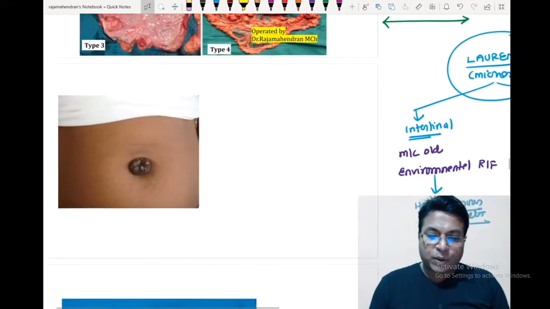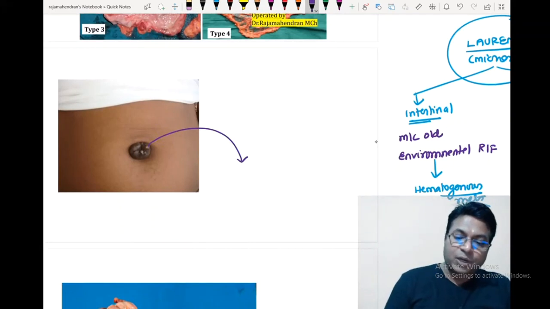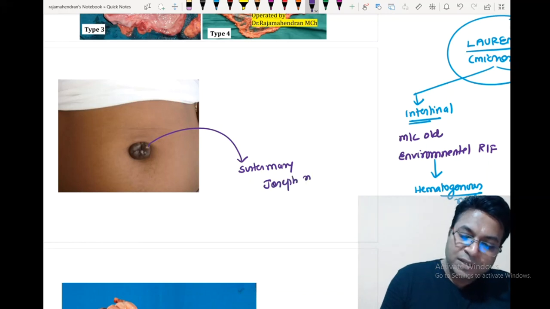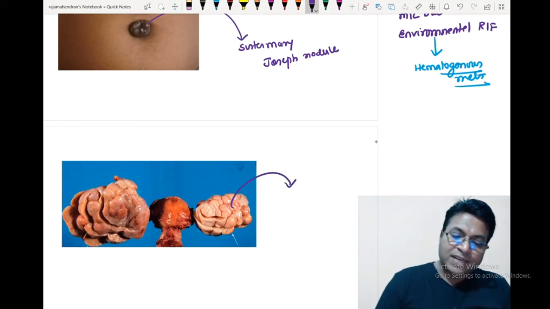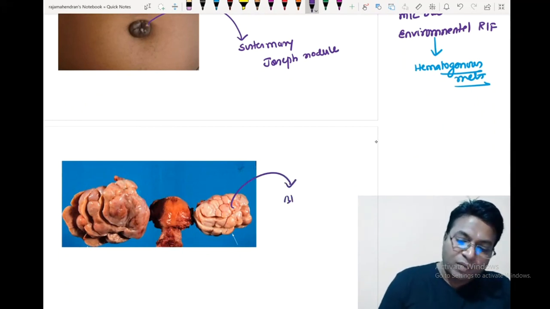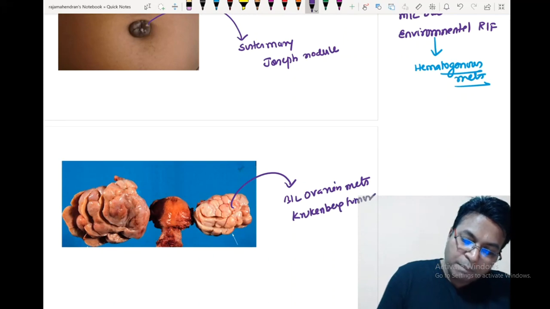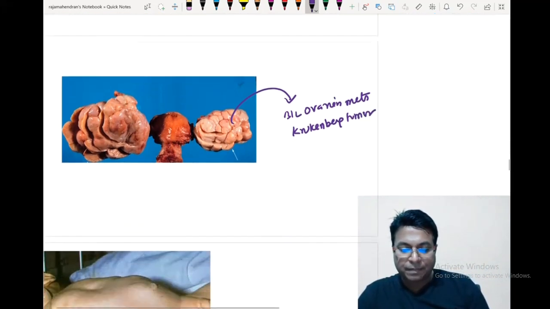So now some images for your exam. What is this image showing you? A cancer stomach patient coming to you with this is known as Sister Mary Joseph nodule. This is a classical image. And this is an image of a cancer stomach patient having bilateral ovarian mets. This is known as Krukenberg's tumor. Bilateral ovarian mets known as Krukenberg's tumor you are seeing here.